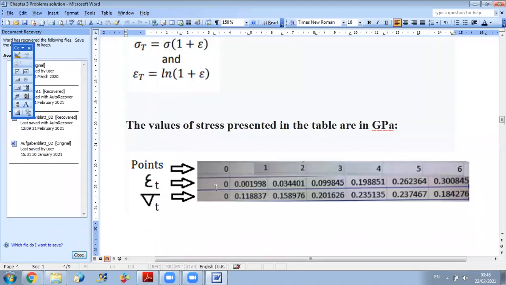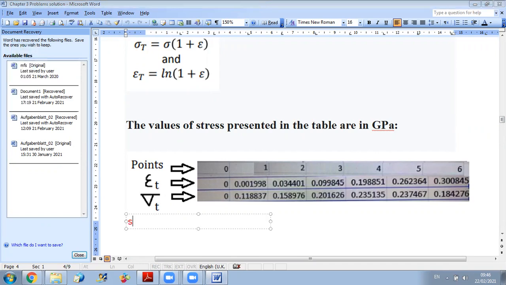So what we were saying is that once we determine the values of k and n, we can now calculate the corresponding value of sigma flow. Okay, so we have that for the flow curve, sigma f equals k times epsilon true to the power n. And we will apply this formula for the different points.